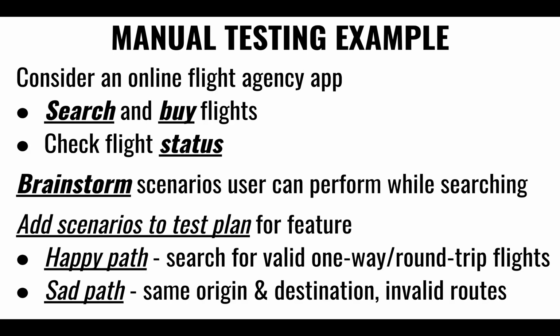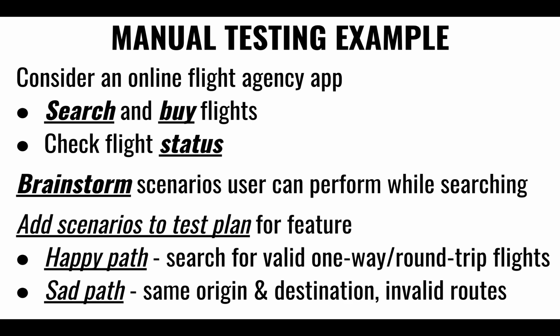So, for instance, a manual test example might be from this flight. Imagine these were the use cases for a flight agency: you can search for flights, you can buy a flight, you can check their statuses. Ideally, at first, the test engineer would revisit all the use cases from the use case analysis early on, and brainstorm what are all the different scenarios that they want to test, right?